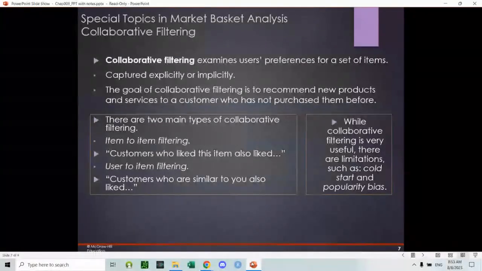Collaborative filtering examines a user's preference for a set of items, which could be captured explicitly or implicitly, with a goal of recommending new products to a customer who has not purchased them before. There are two main types of collaborative filtering: item to item filtering or user to item filtering.